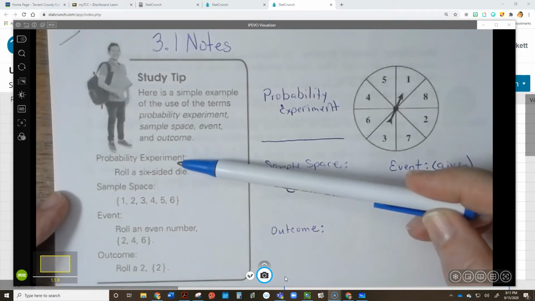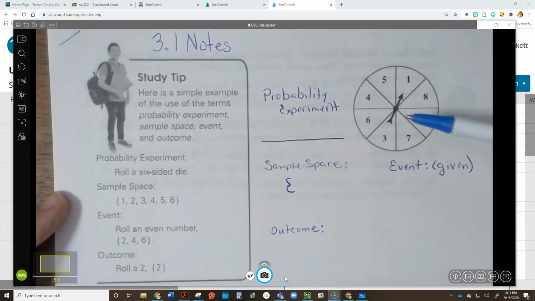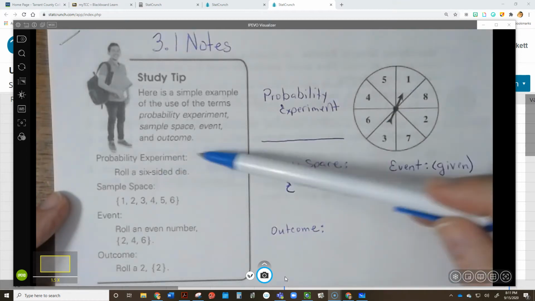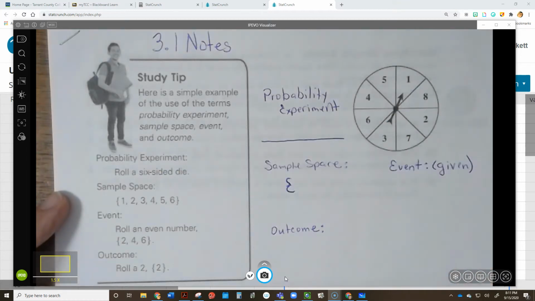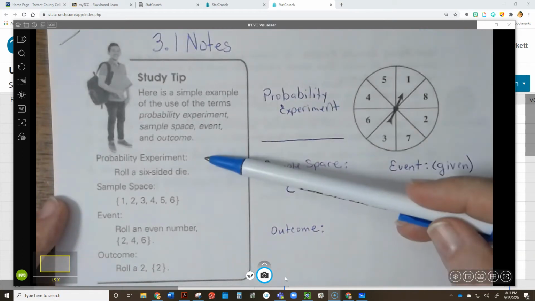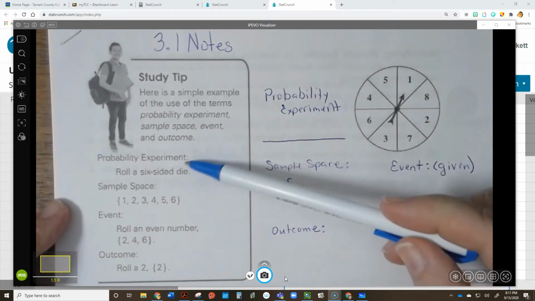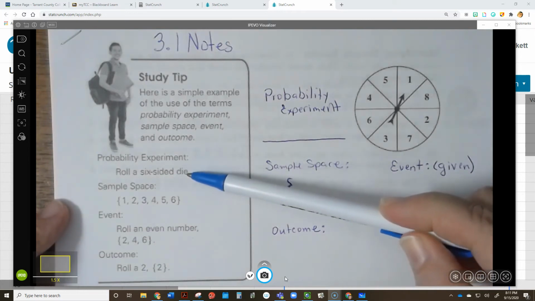The only difference is actually having a spinner that we can spin and see what happens, or we simply discuss or think about what could happen if we did spin it. So that's the difference between experimental and theoretical. But anyway, an experiment is something that you can either do or discuss doing.